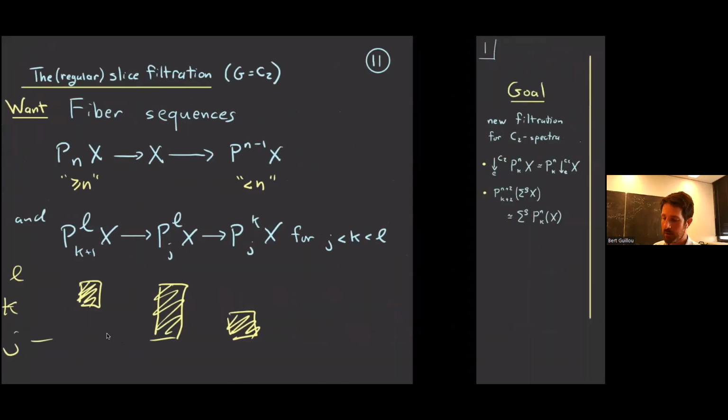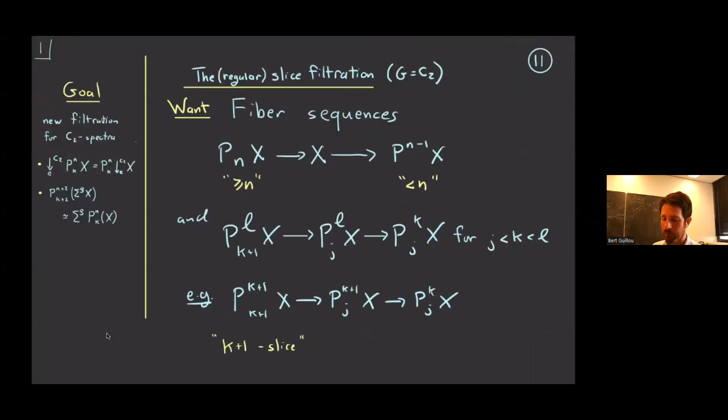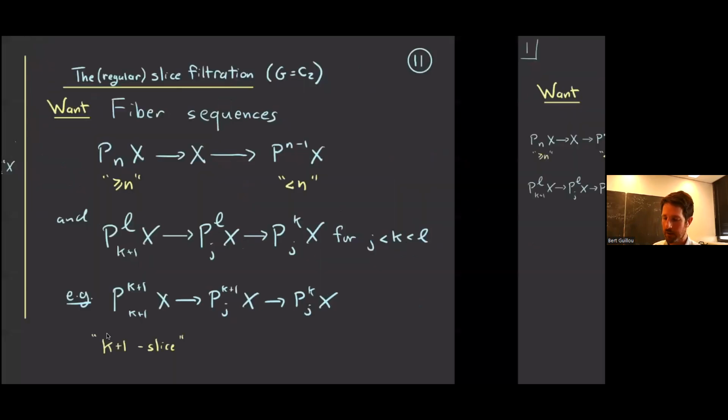All right, and so one important case is when L and K+1 are the same, then this fiber here is concentrated in a single dimension, and that's what is called a K+1 slice, when we have something which is in a single dimension in this slice filtration, which we're about to define. Okay, so that's all the motivation.